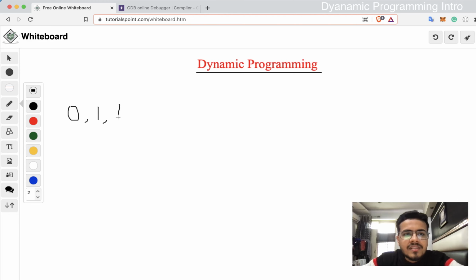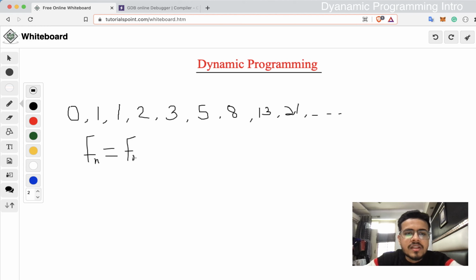Then the continuation is like this. I will just explain the rule behind it. Let me first write the first few Fibonacci numbers. Okay, so the rule behind writing these Fibonacci numbers is that the nth Fibonacci number, that is f of n, is equal to the sum of the previous two Fibonacci numbers. That is, f of n is equal to f of n minus 1 plus f of n minus 2.